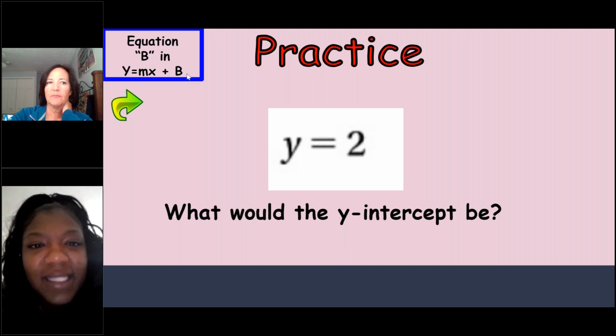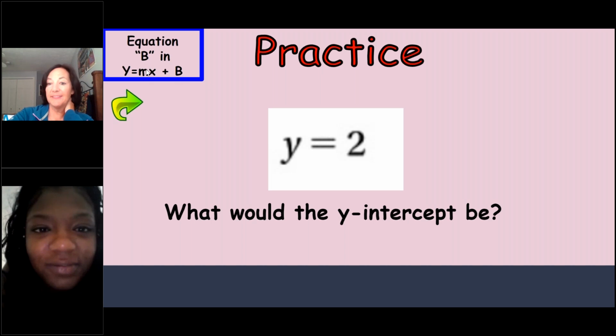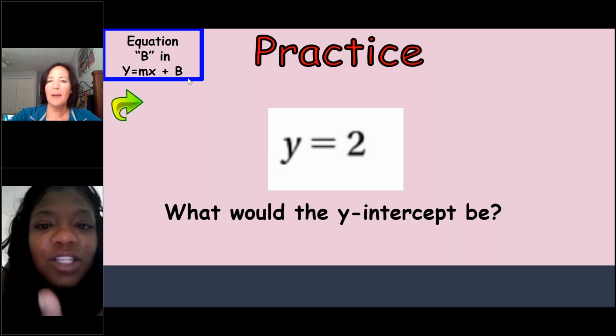The number by itself. I've got 2 all by itself right here. Oh, so okay, they left the slope off. Nice. Okay. So this is what's missing, and we'll talk about that in just a second. So this is what's left. So what's our y-intercept? 2. That's it. Okay. So now they left off the slope.